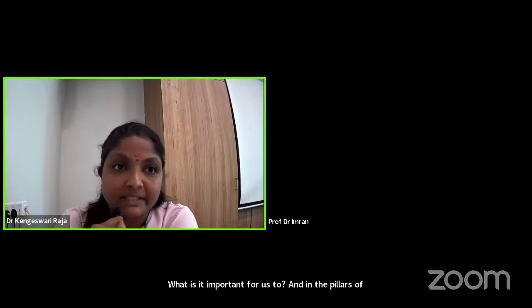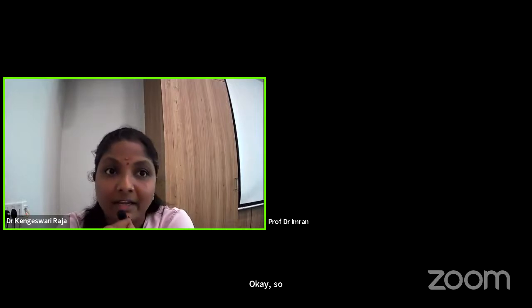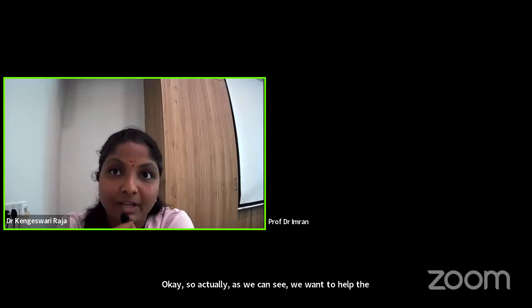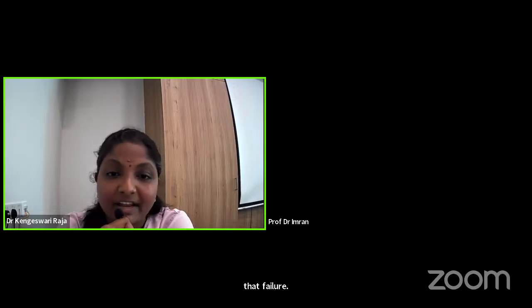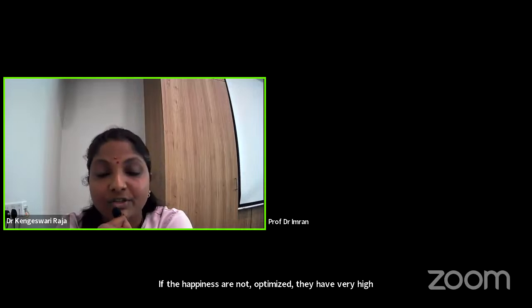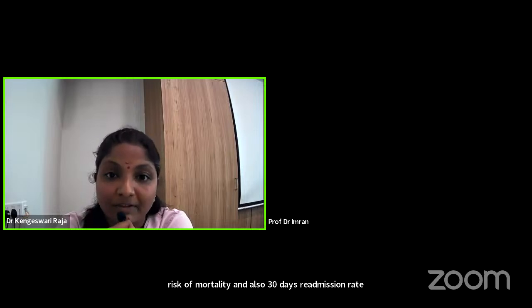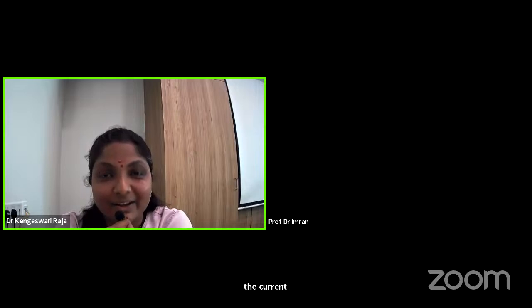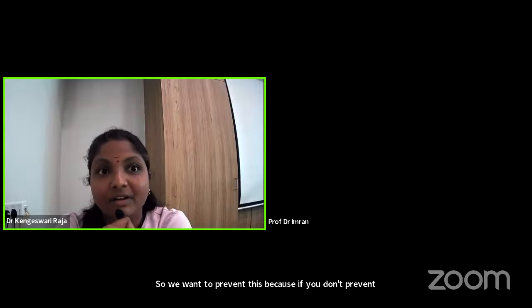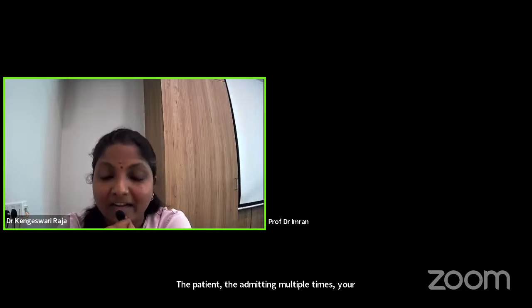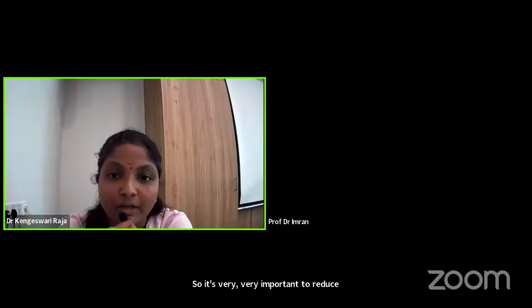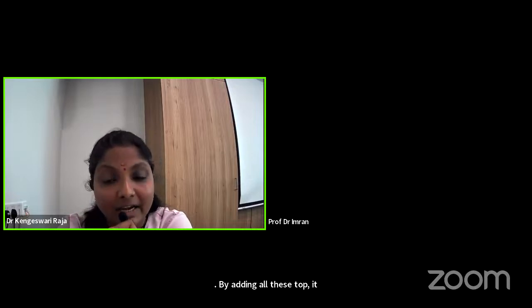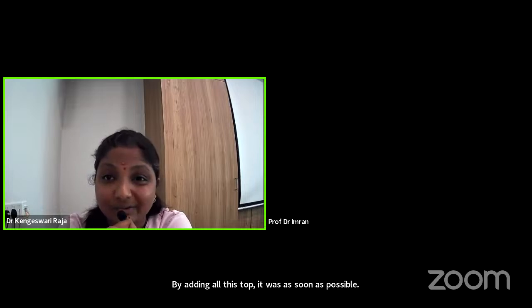Actually, we want to halt the adverse event. Because if a patient is admitted once for heart failure or any adverse event of heart failure, and the heart pillars are not optimized, they have a very high risk of mortality and also 30 days readmission rate for recurrent heart failure. We want to prevent this, because otherwise we are reducing their lifespan. In the long run, if they are admitted multiple times, their lifespan is reduced markedly compared to a patient who is on 4 pillars and not admitted. So it's very important to reduce their risk of mortality by adding all these 4 pillars as soon as possible. Even our ESC guideline says to titrate it up and optimize within 6 weeks.